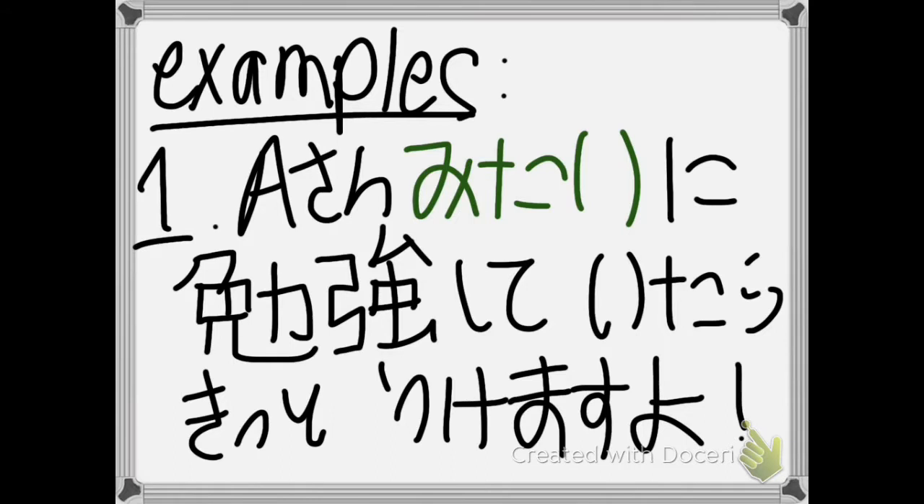In this sentence, we are taking A-san as an example, and we are saying that if you study like A-san, itara, if you study like A-san, you will surely pass. So in this example, we are comparing A-san's way of studying. We are taking A-san's way of studying as an example.